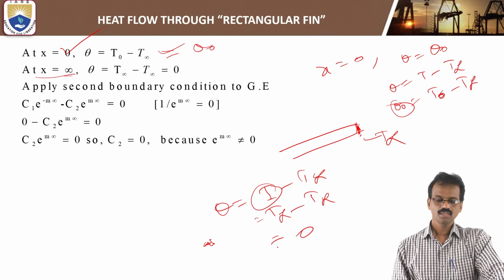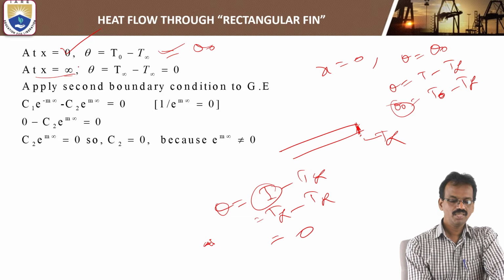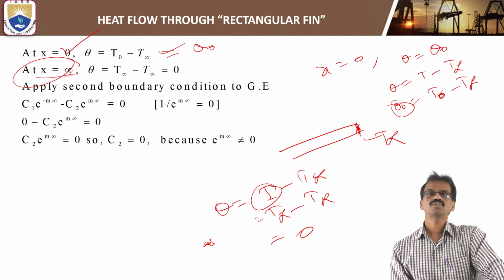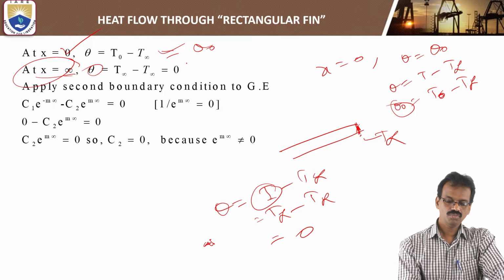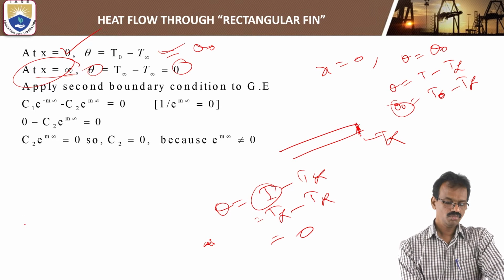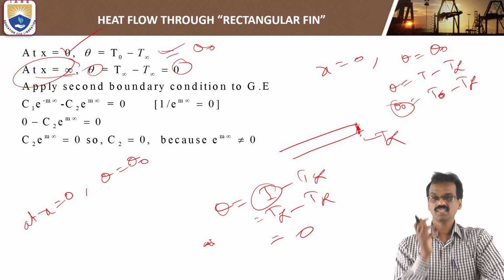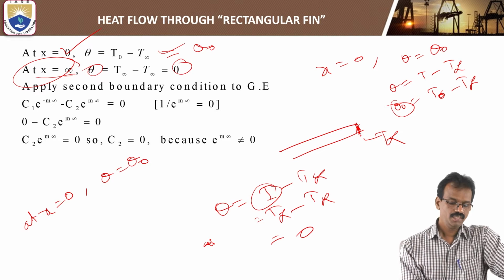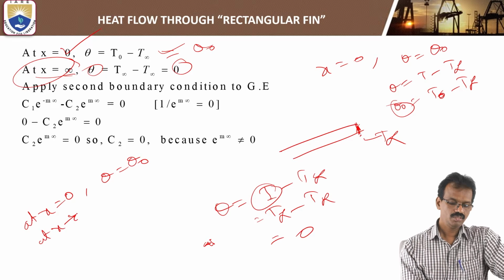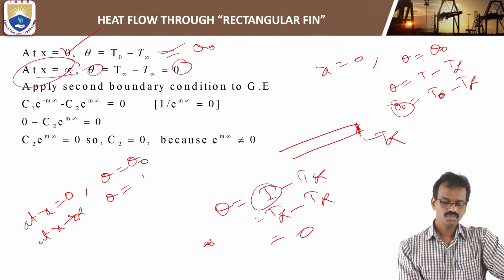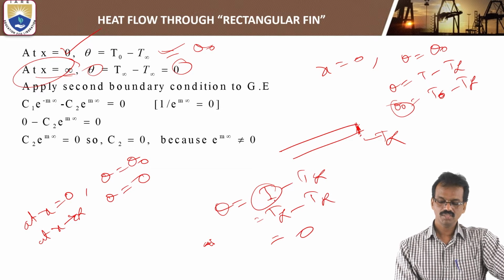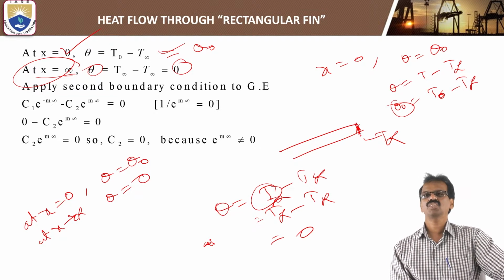The second boundary condition is at x tends to infinity, theta is equal to 0. And at x is equal to 0, theta is equal to theta naught. Theta naught means T naught minus T infinity. At x tends to infinity, theta is equal to 0, because T will be T infinity minus T infinity, which is equal to 0.